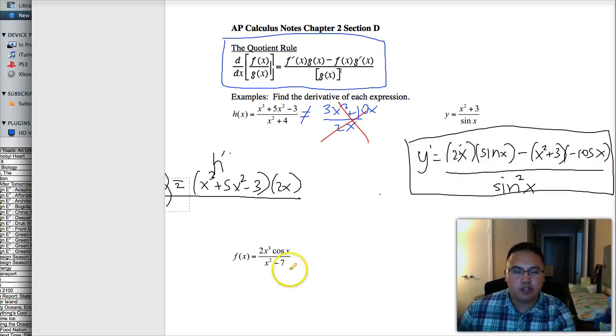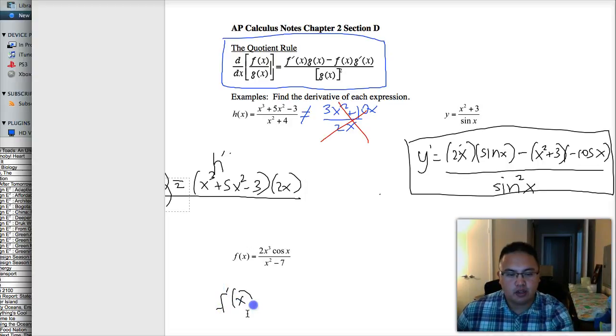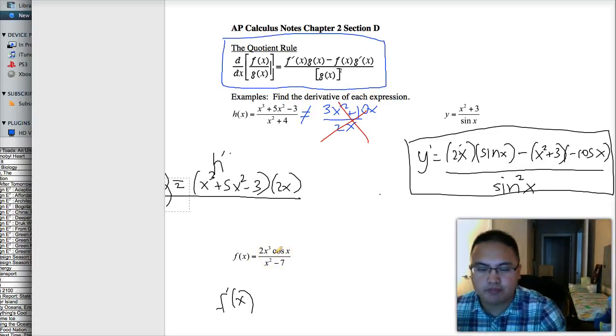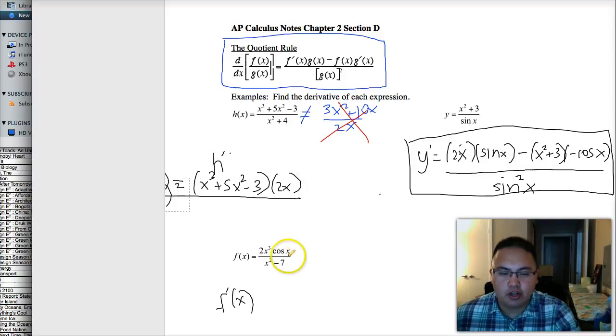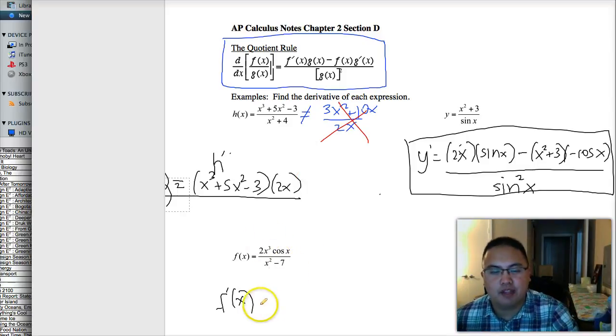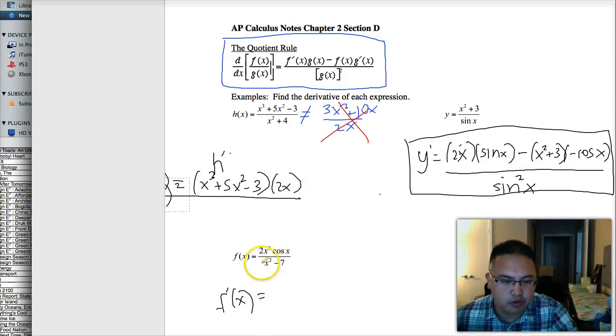And the last one for quotient rule, I got a function divided by a function. But there's a catch here. When I take the derivative of the first one, do you see it's actually a product rule inside of a quotient rule? Okay? I know some of you are going to say, oh no, or good lord, but you can do this, okay? Derivative of the first one, okay? I'm taking the derivative of the first one, derivative here.